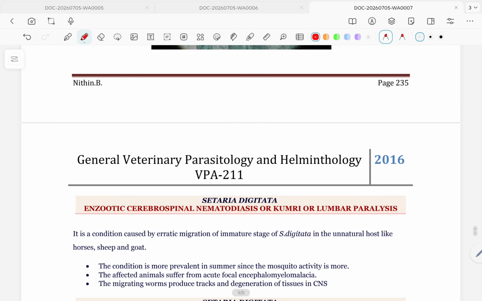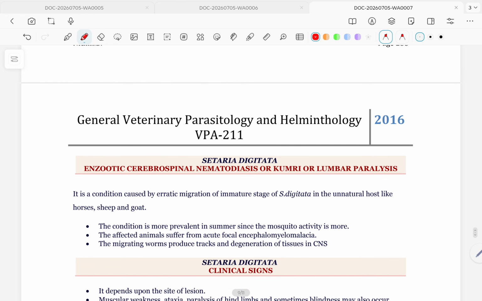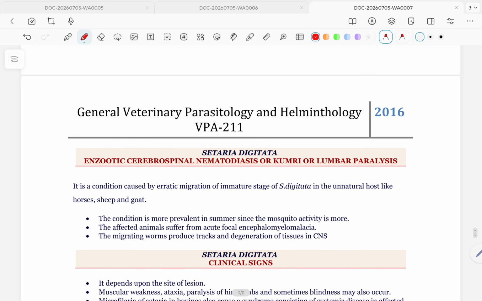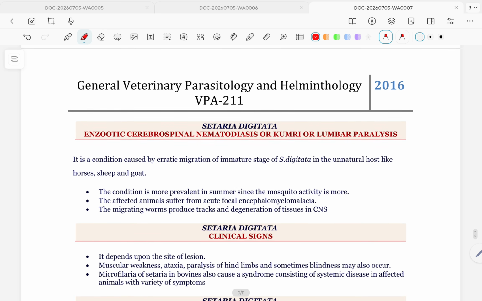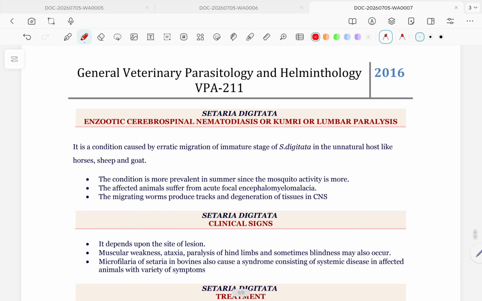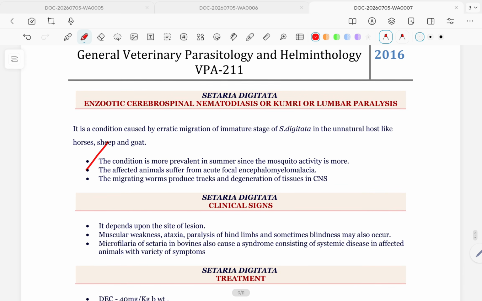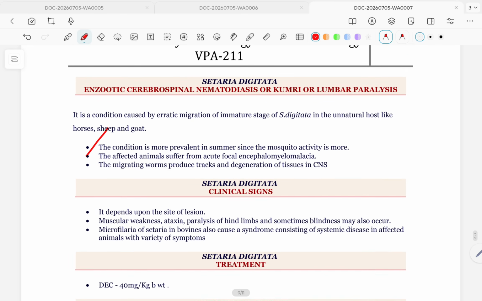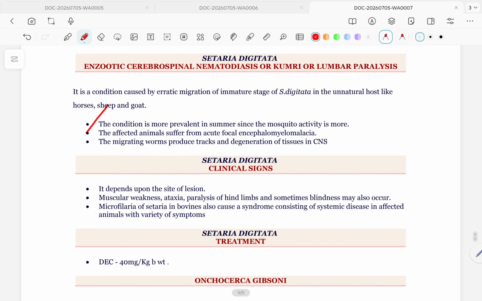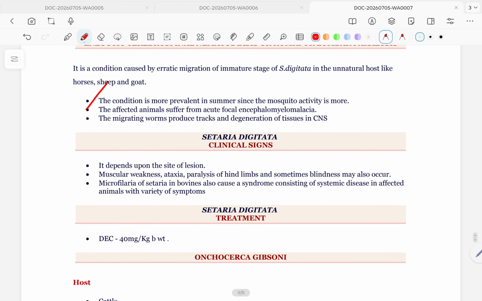Setaria digitata and zoonotic cerebrospinal nematodiasis, or Kumri, or lumbar paralysis. It is a condition caused by erratic migration of the immature stage of S. digitata in unnatural hosts like horse, sheep, and goat. The condition is more prevalent in summer since mosquito activity is greater. The affected animals suffer from acute focal encephalomalacia. The migrating worm produces tracts and degeneration of tissue in the CNS.